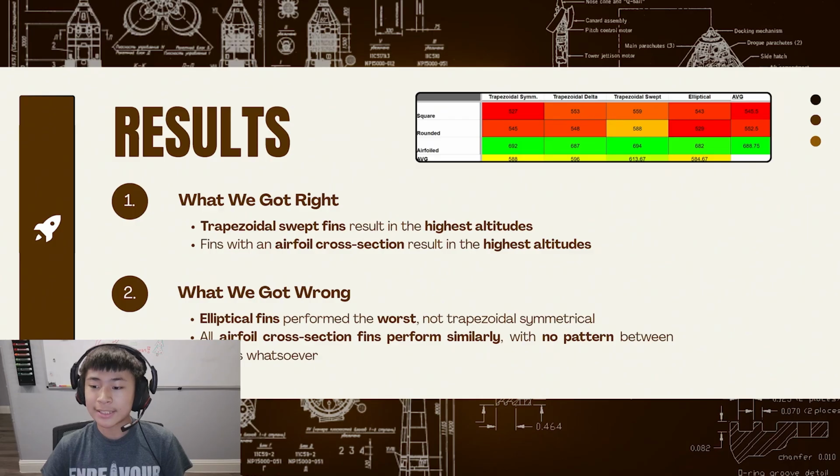None of our rockets exceeded 170 miles per hour, and since drag increases with the square of velocity, the amount of induced drag each fin shape created was negligible. Thus, the difference in apogee between fin shapes and with an airfoil cross-section was minimal.